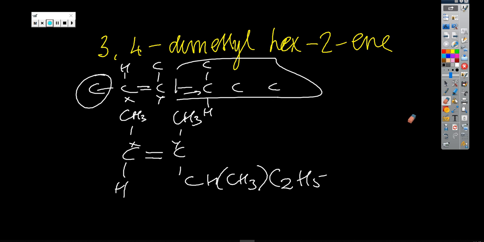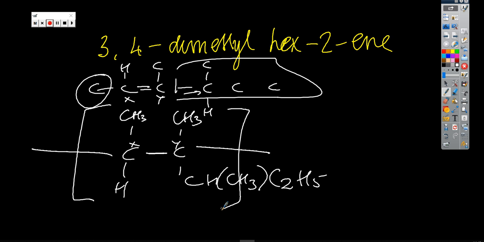And then all I need to do in order to work out the repeating unit, I can take a little shortcut here. I get rid of one of the bonds in the double bond, just one of them. I put my new bond either side, and I do that. And that should be your repeating unit for your 3,4-dimethyl hex-2-ene.